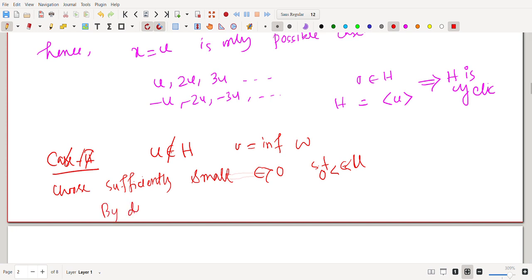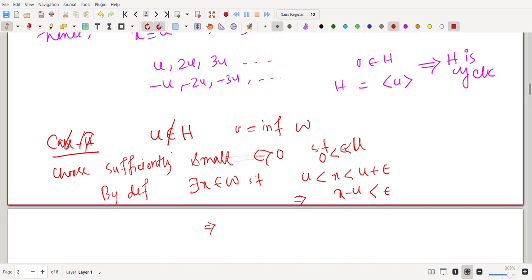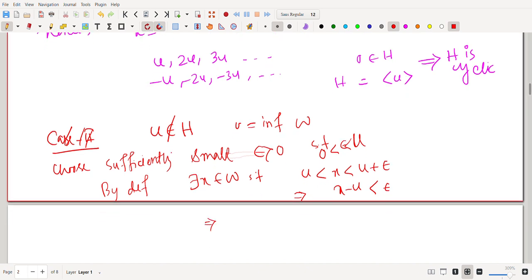Then by definition, there exists an x belonging to W such that U is less than x, which is less than U plus epsilon. Now x cannot be U because I am already assuming that U doesn't belong to H. So it is strictly greater than U and strictly less than U plus epsilon, which implies that x minus U is strictly less than epsilon, and this implies U cannot be the infimum.